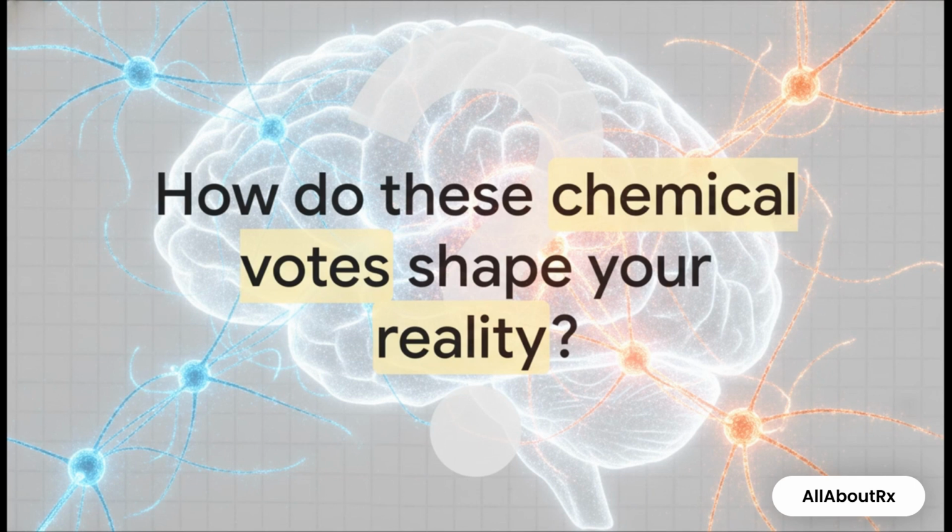If every thought, emotion, and action you take is ultimately just a grand calculation of microscopic chemical votes, excitatory and inhibitory, how does this invisible tallying actively shape your conscious reality?